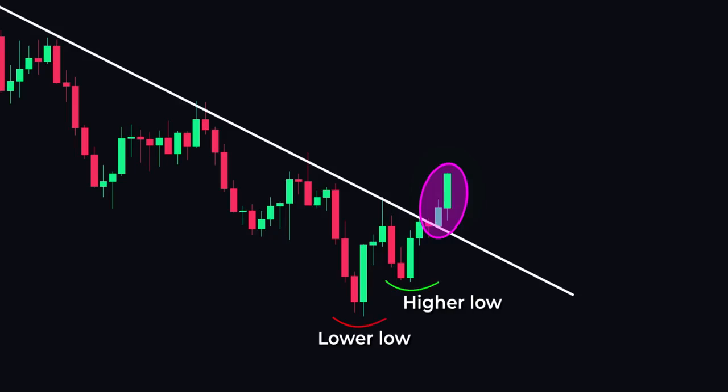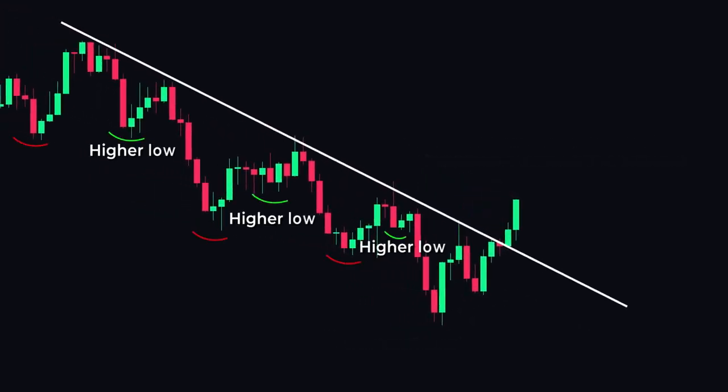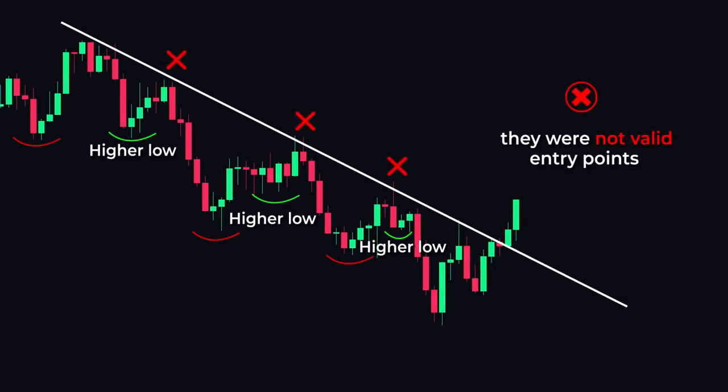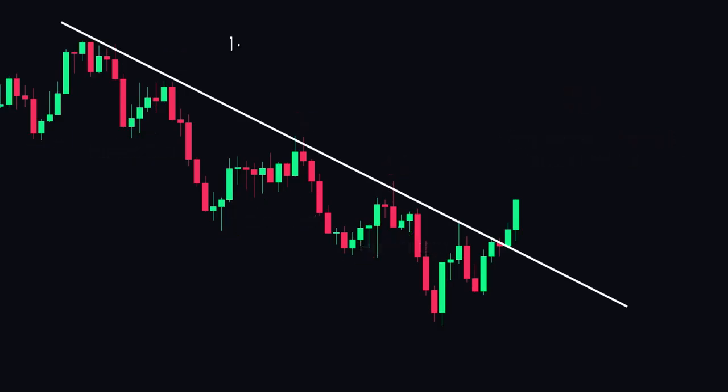Now, it's important that we find higher lows that are also followed by a trend line breakout, because in this example, we see multiple higher lows earlier, but since they were not followed by a trend line breakout, they were not valid entry points.